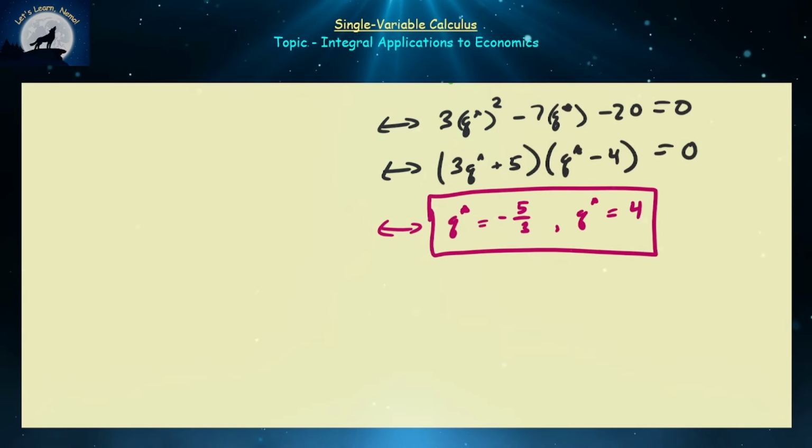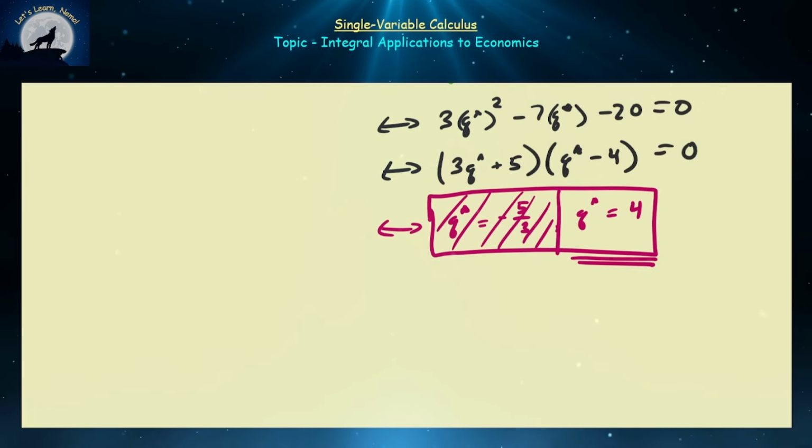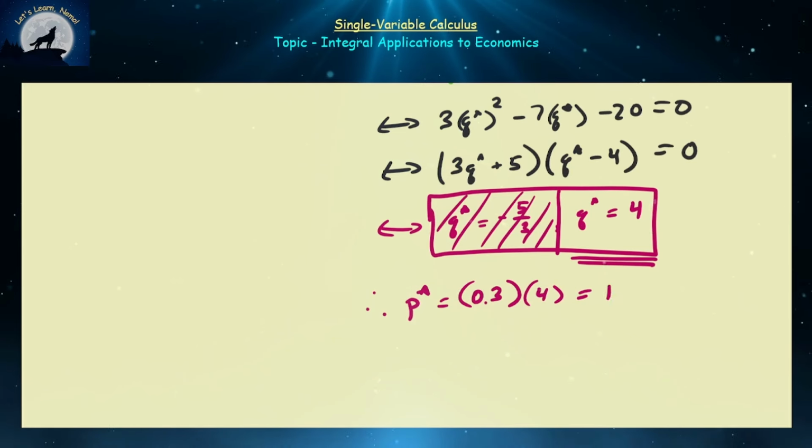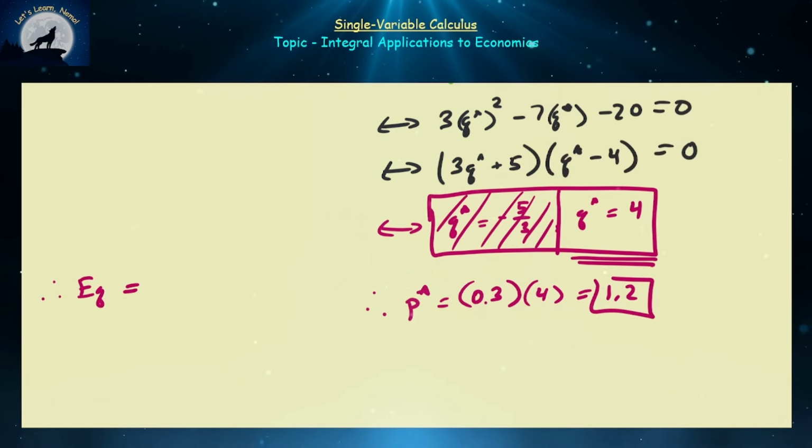Under standard economic conditions, the quantity for which we can buy and sell is usually a non-negative number. Therefore, this first solution is not going to be useful to us. Therefore, Q* is going to be equal to 4. Therefore, our P* value is going to be equal to our demand curve, or the supply curve, evaluated at Q*. So from our linear curve, that's 0.3 times 4, which is equal to 1.2. So the equilibrium price is equal to 1.2.